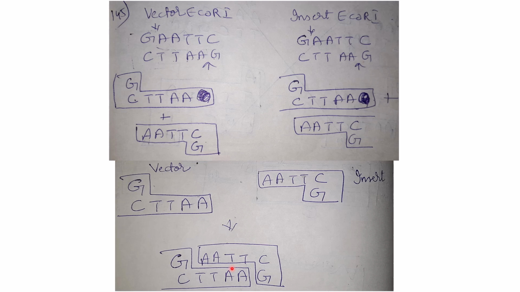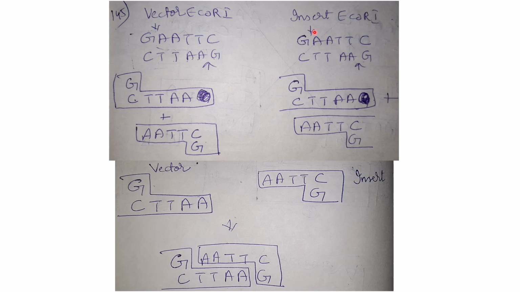So when you add your vector and your insert DNA, they will ligate together and you will get your insert inserted into the vector backbone. And after you get the insert into the vector backbone, you can go for your cloning procedures. For that only you use this restriction digestion technique, applying the complementary base pairing of the DNA sequences.